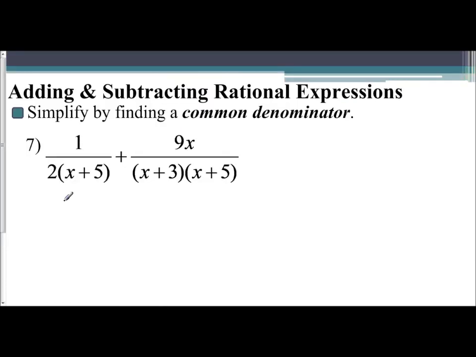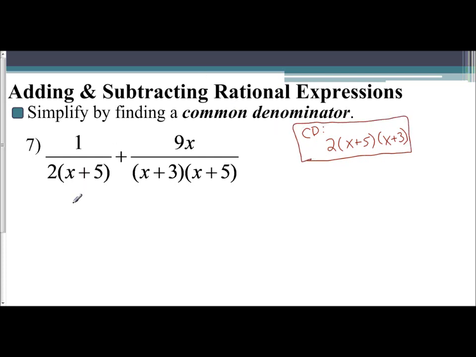I have 1 over 2 times x plus 5 plus 9x over x plus 3, x plus 5. And so again, the first thing you want to identify and write down is what is your common denominator? What am I trying to put in both denominators? Well, what do they share? They have an x plus 5 in common. So I know that's going to make up part of the denominator. Well, what's missing? This one has a 2, this one doesn't. So I'm going to need a 2 as well in my common denominator. This one has an x plus 3, this one doesn't. And so I need my x plus 3 as well. So this is what I want my denominators to look like.